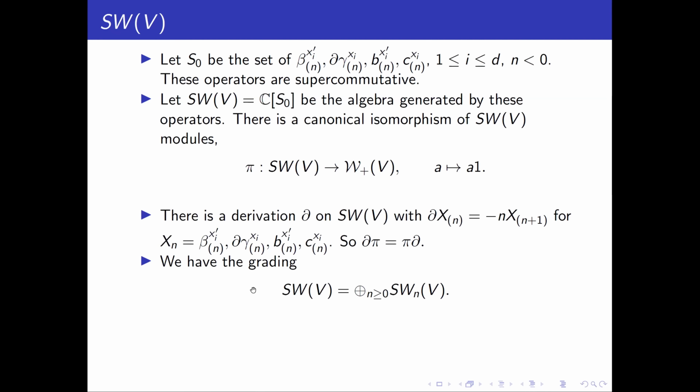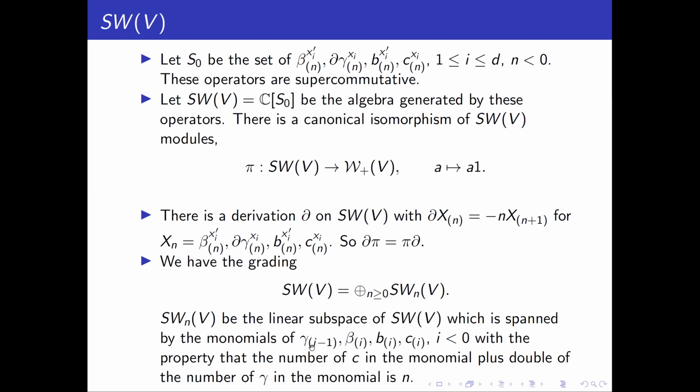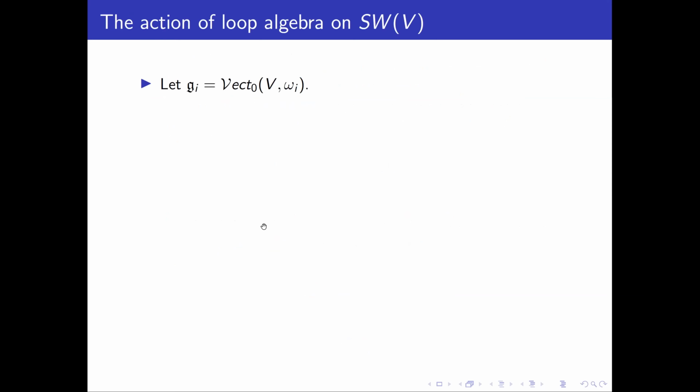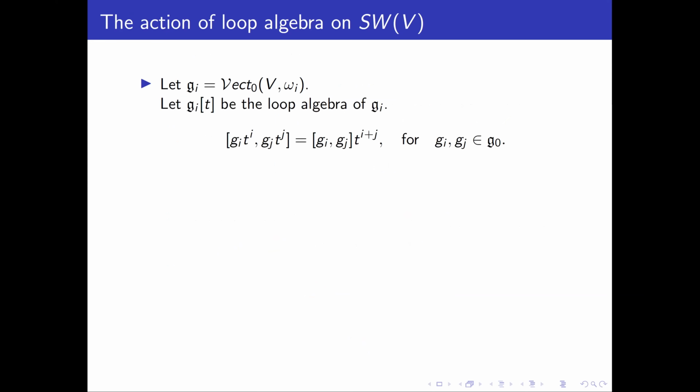Now we have the following grading of SWV. Here, the grading is given by: the element of gamma has degree 2, the element of c has degree 1, and the elements of beta and b have degree 0. Then we give the polynomial degree of this element. And let G_I be the vector V omega I, the classical special linear and the symplectic Lie algebra. We consider its loop algebra.